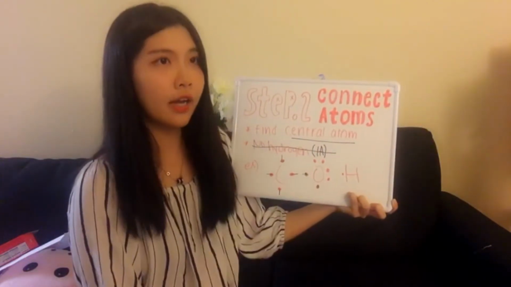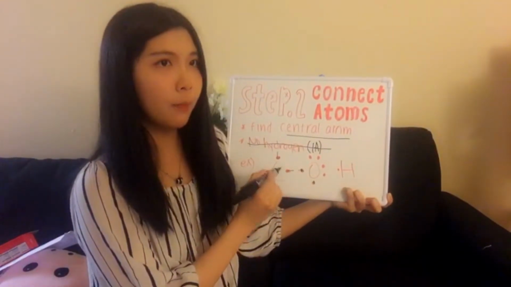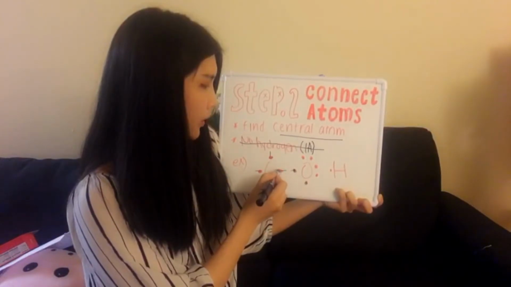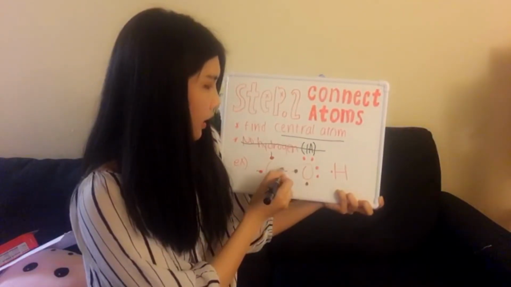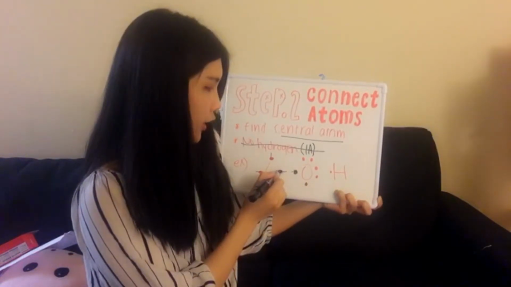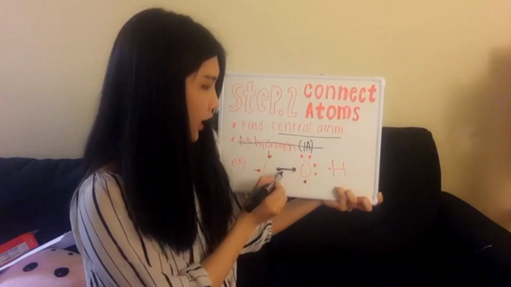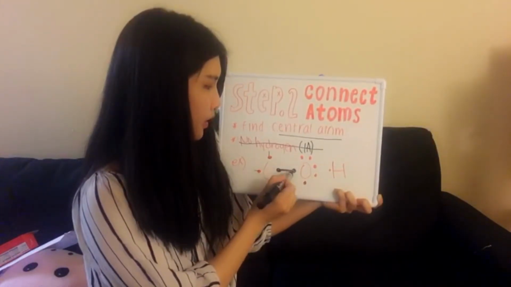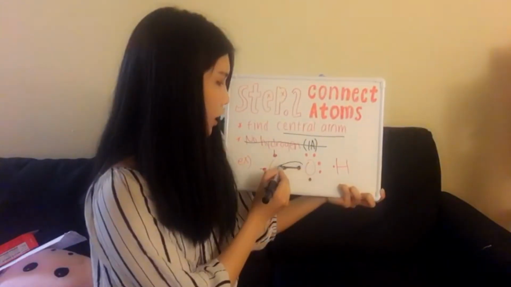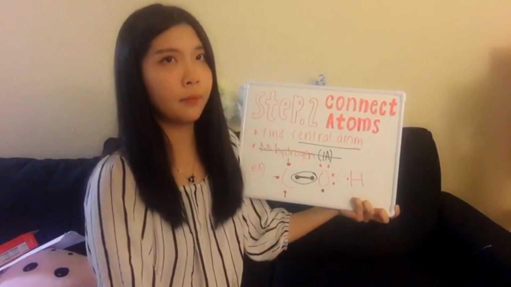If there are 2 unpaired electrons, they want to form a bond. So in this case, carbon and hydrogen want to form a bond together. These 2 unpaired electrons are going to attract each other and form a bond. So we draw this line to indicate that there are two electrons forming a bond together, and carbon and oxygen are going to form a covalent bond. This is how we connect the atoms.